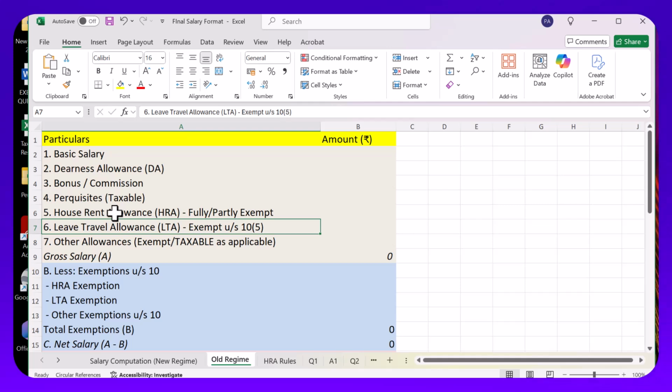Now companies every year may give you an LTA, which is called leave travel allowance. That means the company says that you can go around and spend some time, take some leave, go with your family, and we will give you some money. That money is called leave travel allowance. All companies, whether private or government, give you leave travel allowance. Now, under the old regime, if you spend this money as per the income tax rules, then whatever LTA you get becomes exempt.